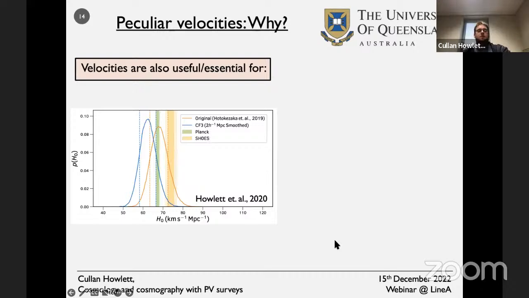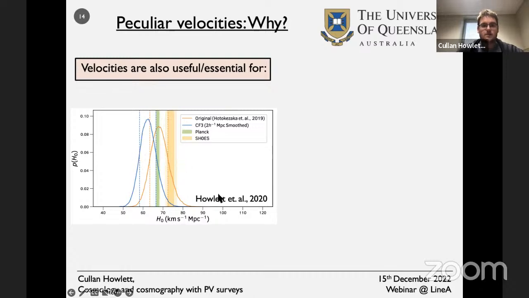Pure velocities are also essential, or very useful, for other aspects of cosmology. For instance, if you want to do transient cosmology, so trying to measure the Hubble diagram using supernovae or gravitational waves, as is shown in this paper, you need to correct the host position for that pure velocity. That's because for the Hubble diagram you need the cosmological redshift on the x-axis, but we only have the observed redshift. So having accurate pure velocities is essential for this correction.